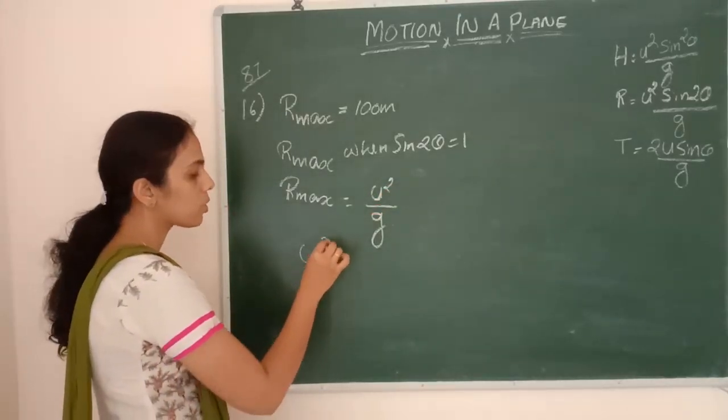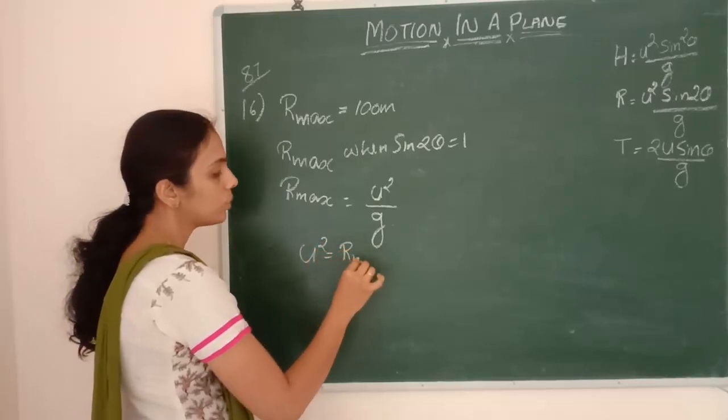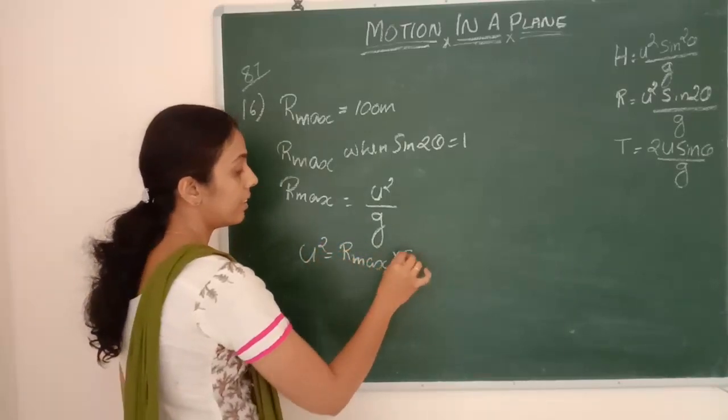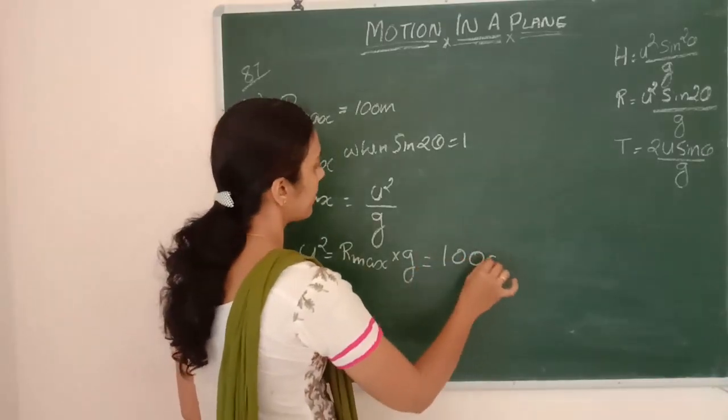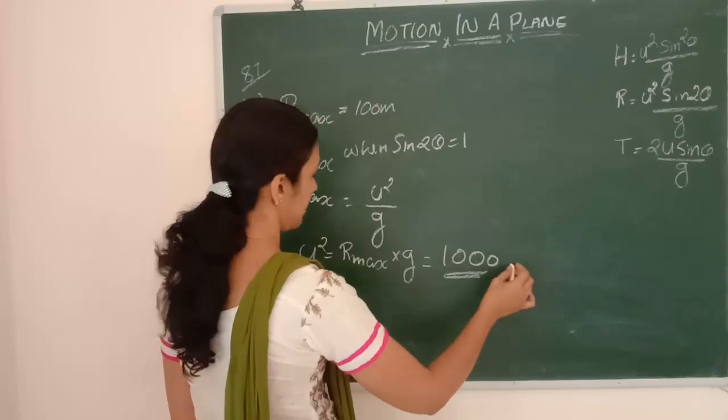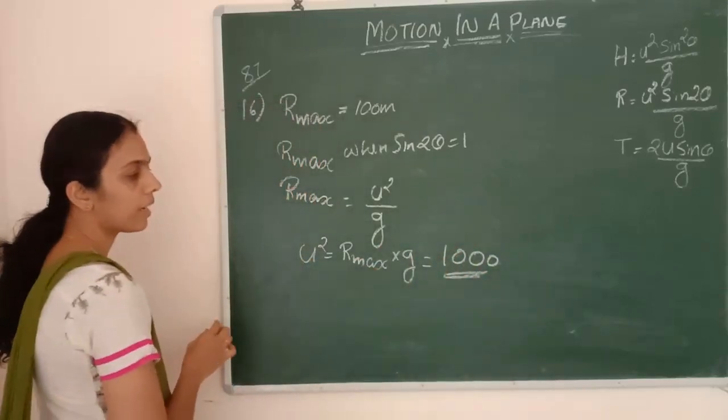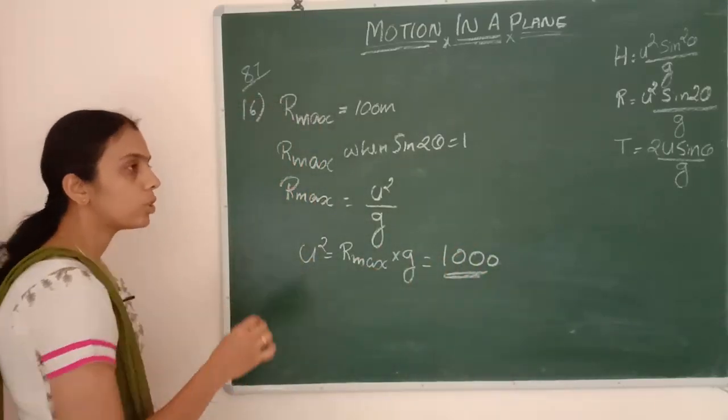So what is U square? R max into G. I am considering G as 10, so we will be getting 1000.